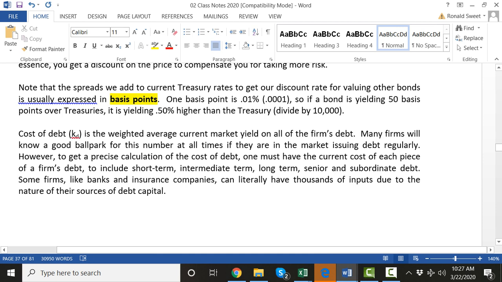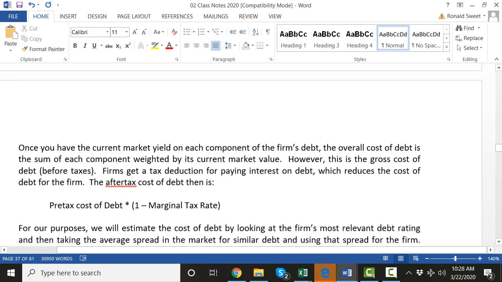Now, if you're a bank or an insurance company, I remember at UTSA, our cost of debt included things like our certificates of deposit. We may have certificates of deposit that our bank sells, and those certificates of deposit have a rate. So we might pay 2% to our customers on their certificates of deposits, or the life insurance company might have some annuities that they're paying 3%. We would put that as part of our cost of debt. So it can get quite complex.